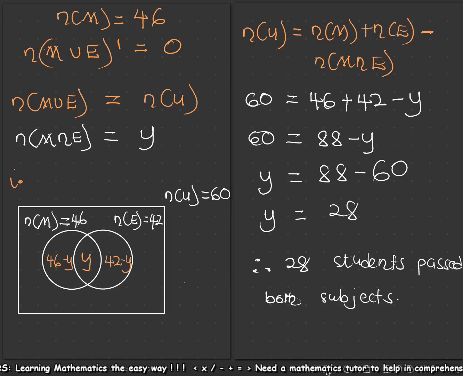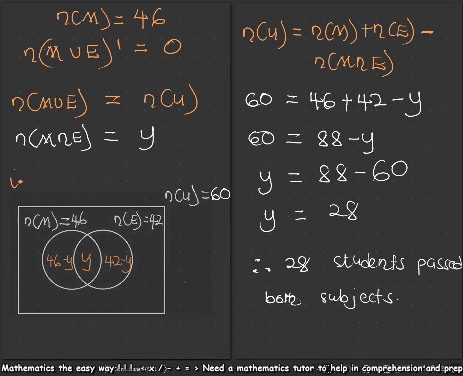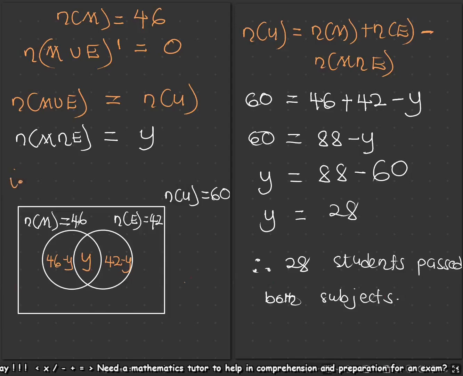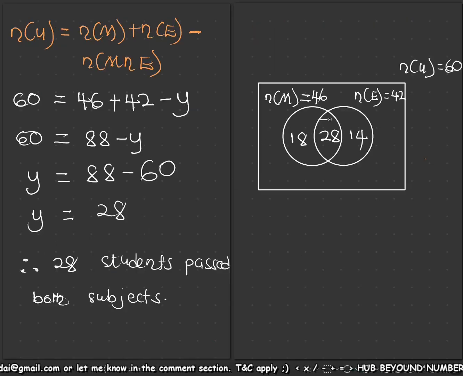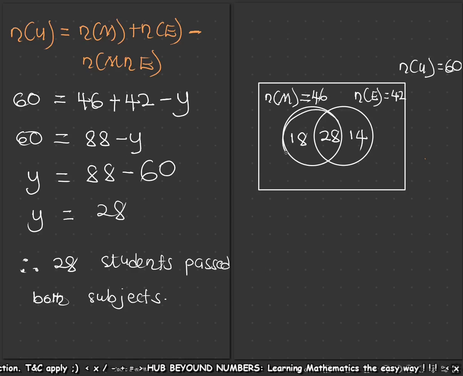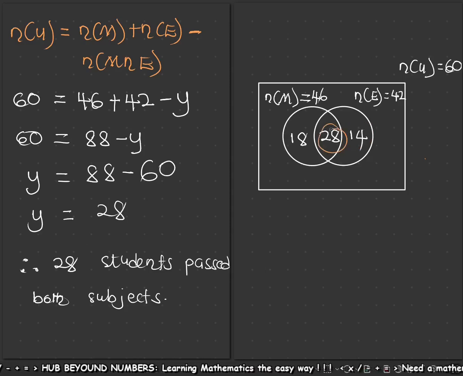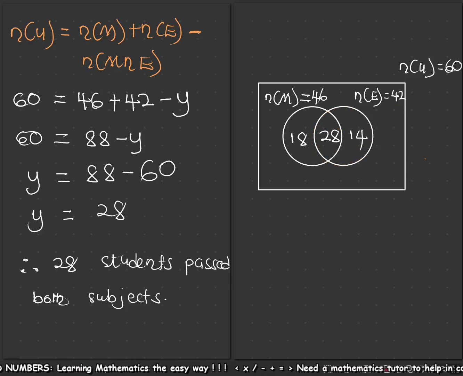And that ends our solution. If you wanted to fill everything again with the correct 28, this is how it's going to be. You're going to get a 28 in here, which is that intersection. Then we put 18 here, because 18 plus 28 gives us the 46, which represents this whole circle. And then we have our 14 here plus 28 giving us this whole circle, which is our 42 over here. So this ends this particular set of questions.